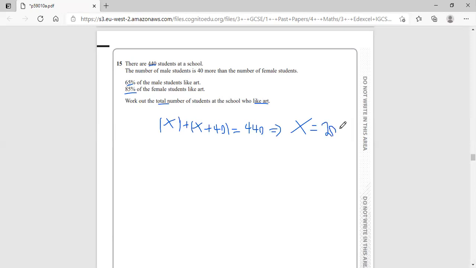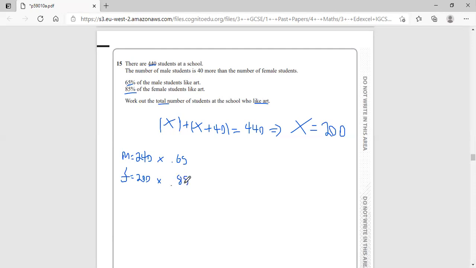So there's 200 girls and 240 boys. Okay, 200 females, 240 males. So I guess I'll just put m equals 240, f is equal to 200. Okay, so now we need to work out how many of each like art. So what we need to do is multiply both by a decimal. So 65% for males is 0.65, 85% is 0.85, okay?